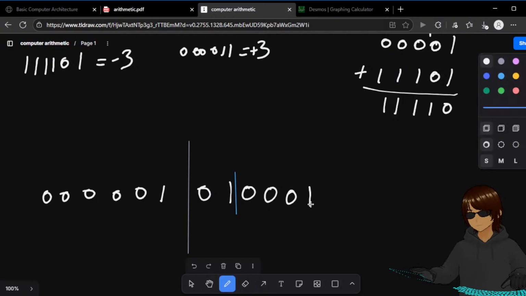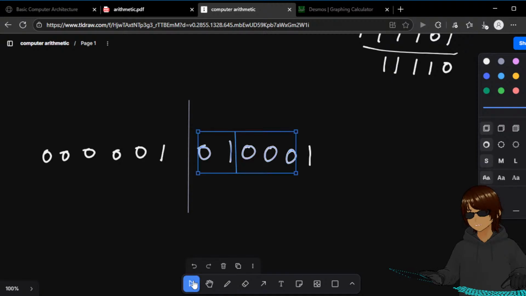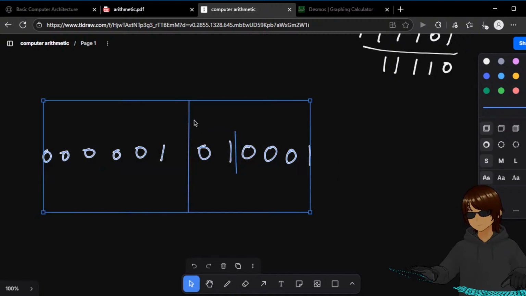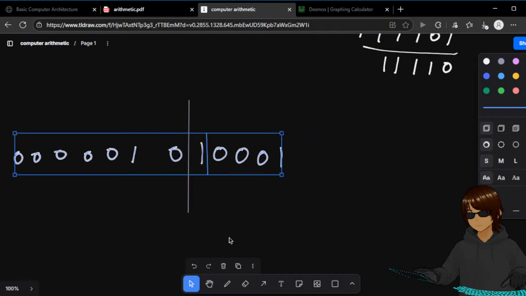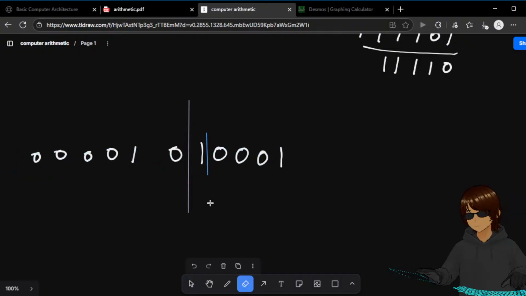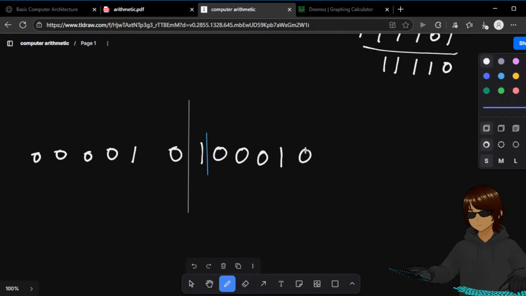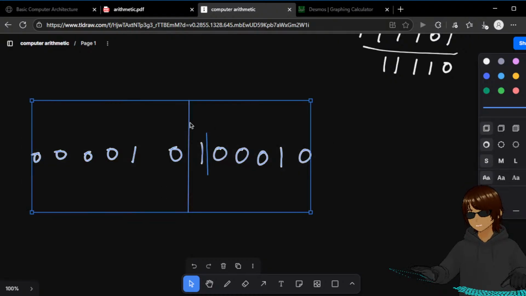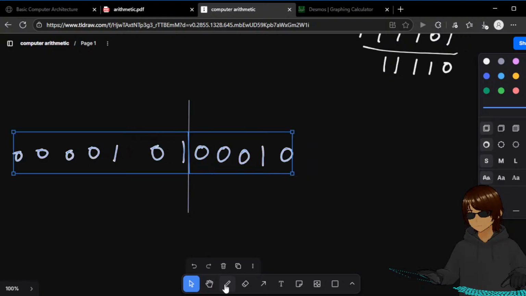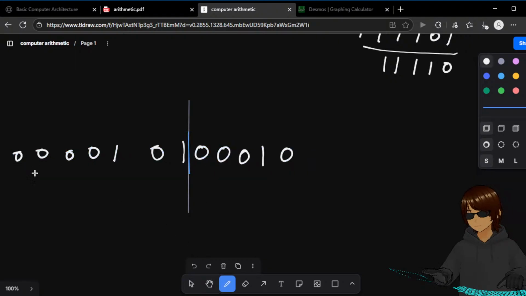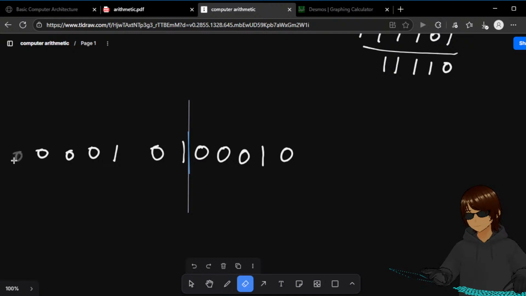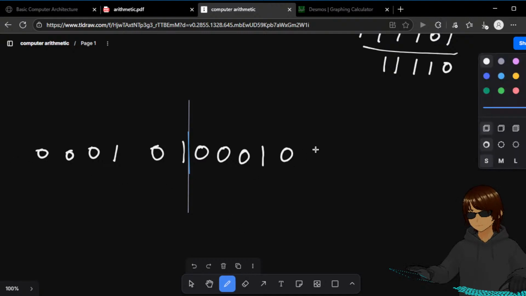If I do this, what happens? Let's see. 1, 2, 3, 4, 5, 6. Nothing happens here, so I need to shift it one last time. 1, 2, 3, 4, 5, 6.